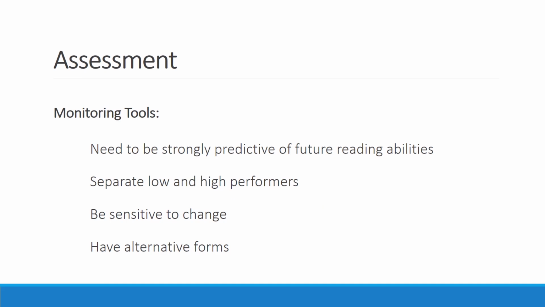Monitoring tools used need to be strongly predictive of future reading abilities and separate low and high performers. They should be sensitive to change as students begin to show mastery of one of the levels of the progression. They should also have alternative forms.